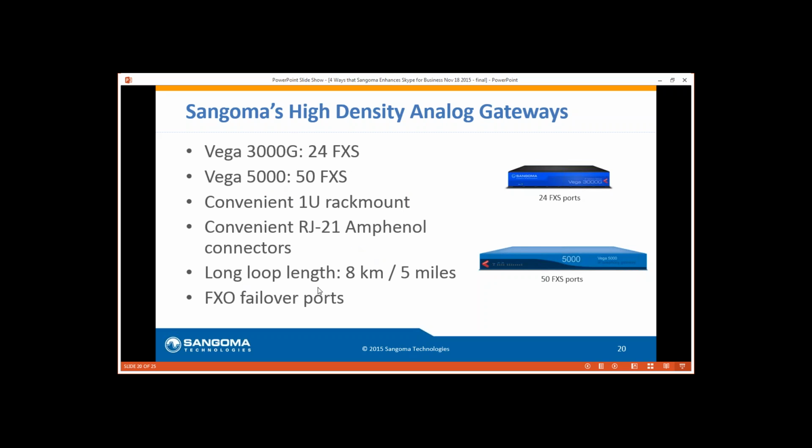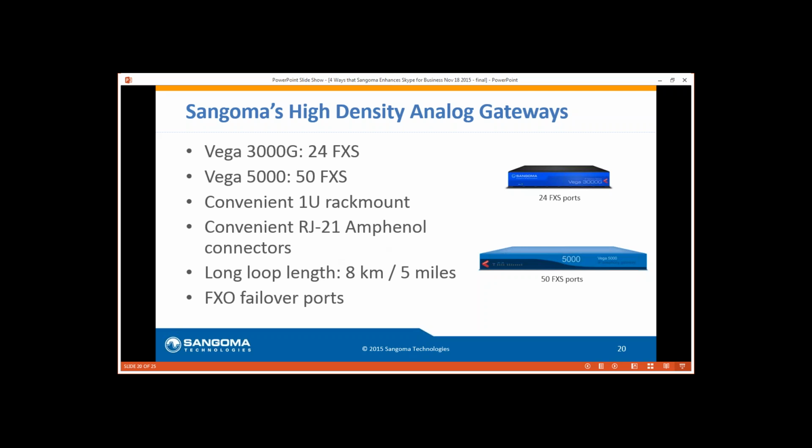One of the very nice features that we have is a long loop reach. We can go up to 5 miles or about 8 kilometers. Okay, so if you picture a deployment where there's several buildings, you're able to keep the Vega 5000 gateways in the same IT room, as opposed to having to go deploy them and manage them in multiple closets all over the campus.